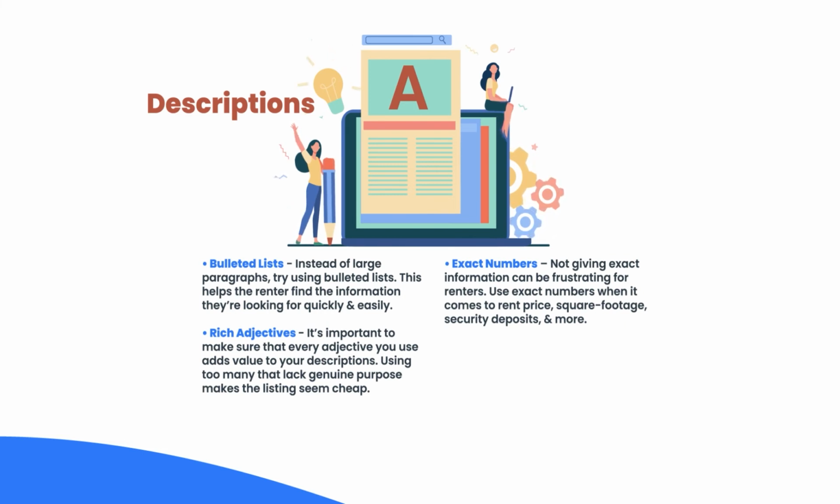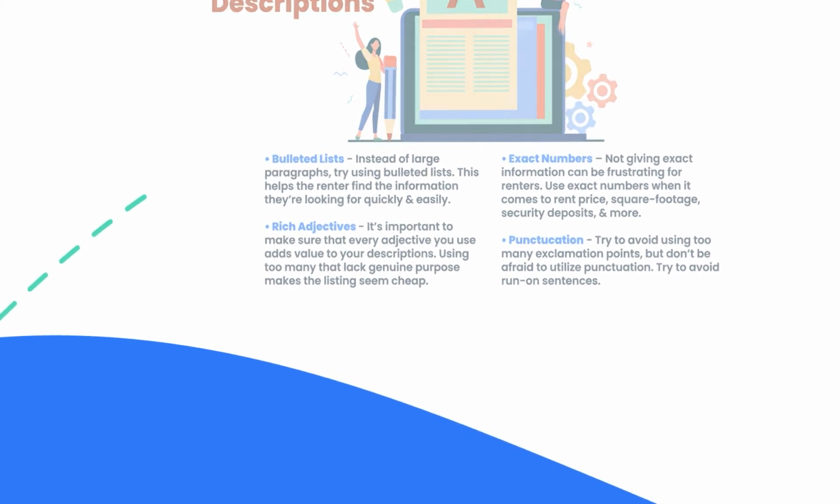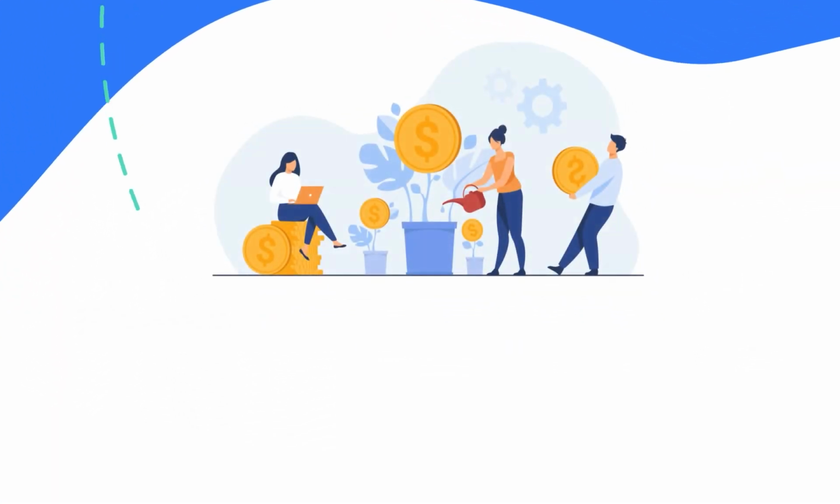And the last item on our list is punctuation. Try to avoid using too many exclamation points, but don't be afraid to utilize punctuation. Long, run-on sentences can be confusing for renters. Once you're done writing the description, go back through and break up sentences that are too long.